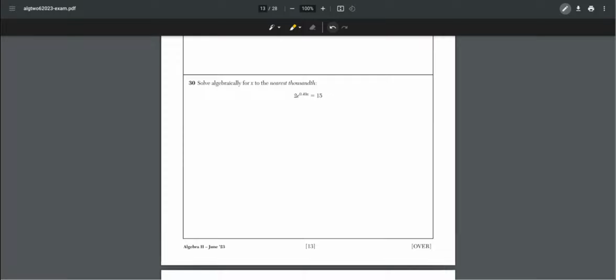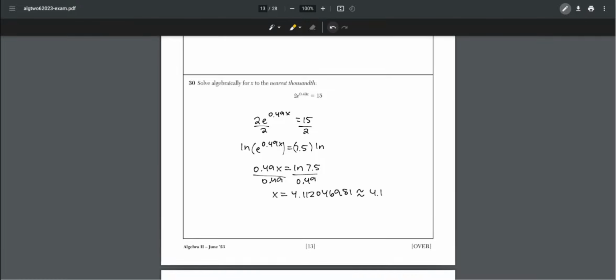Number 30. Solve algebraically for x to the nearest thousandth. So 2e to the power of 0.49x is equal to 15. First, just divide both sides by 2, and then take the natural log to get rid of e. 0.49x is equal to natural log of 7.5. We can divide by 0.49 on both sides to isolate x. X is equal to 4.112.